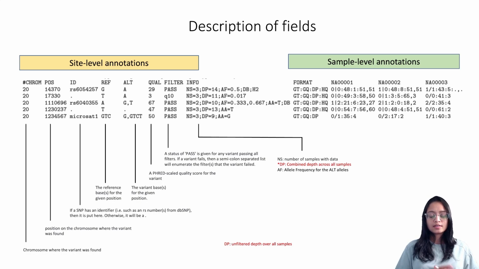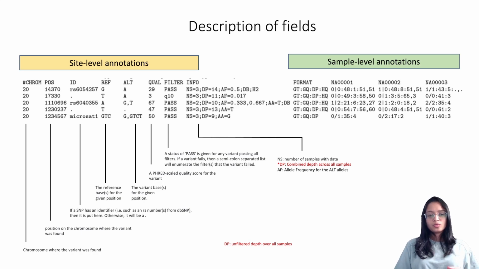Here we see certain abbreviations like NS, which stands for the number of samples with data, DP, which is the unfiltered combined depth across all samples, and AF, which is the allele frequency for alternate alleles. I will be talking about allele frequency and how to calculate it in the upcoming slides. Again, we see additional abbreviations like AA and DB, and all of these abbreviations and their descriptions can be found extensively on the GATK forum, where you'll find documentation for these abbreviations, what values they expect, and how to interpret these values.